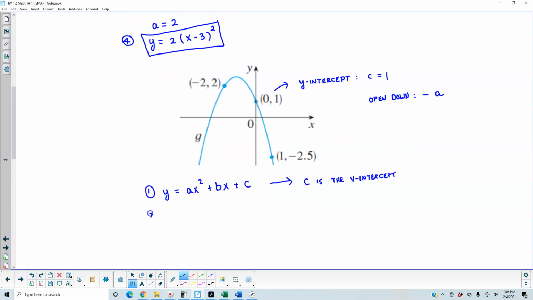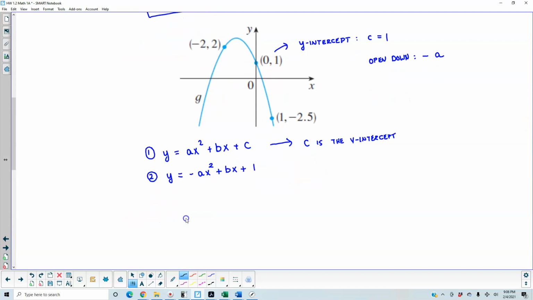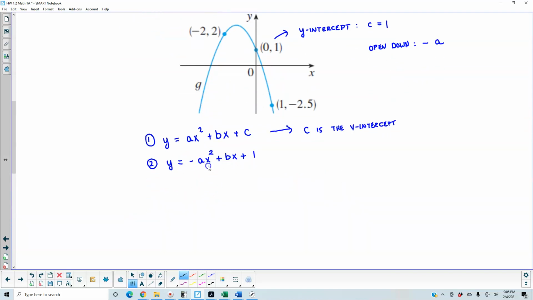So we need to apply a negative to the value of a. So now in part 2, we can fill in our information. We can say that y is going to equal negative ax squared plus bx, and we know that c is equal to 1. Now that we have our equation, we need to use these 2 points, negative 2, 2, and 1, negative 2.5. And this is going to be in step number 3, we're going to set up a system of equations.